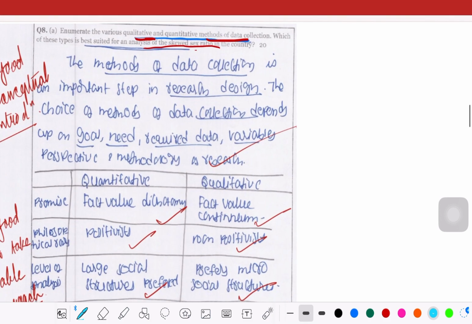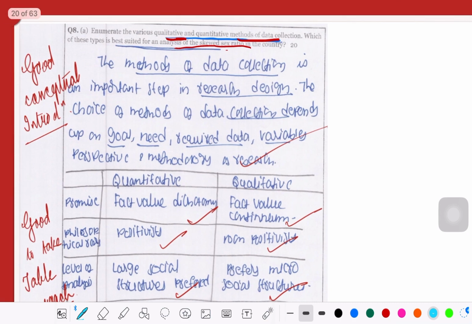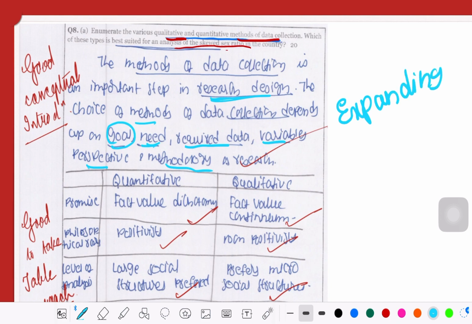Again here also I've started with the definition. The methods of data collection is an important step in research design. The choice of methods of data collection depends upon the goal, the need of the research, the required data and variables, the perspective and methodology of the research. See, my dear friends, instead of narrowing down the scope of research, I'm expanding the scope of the question, because we are saying you can't easily choose it. It all depends upon the goal, the need of the research, required data, variables, perspective, and the methodology of research.